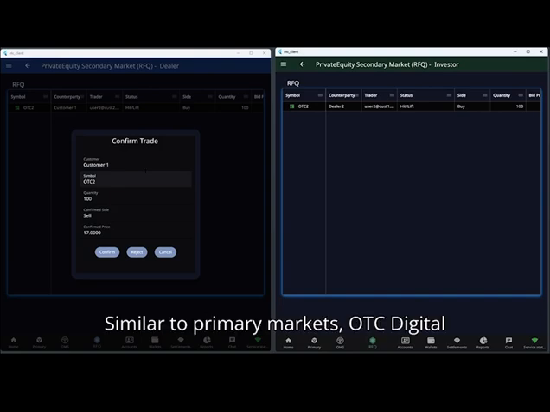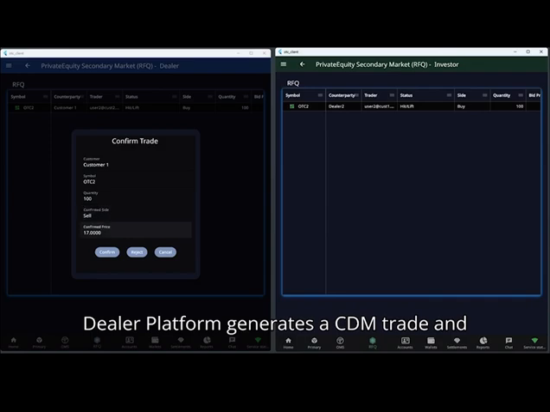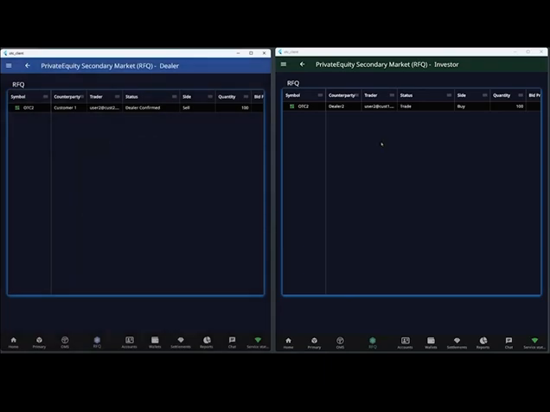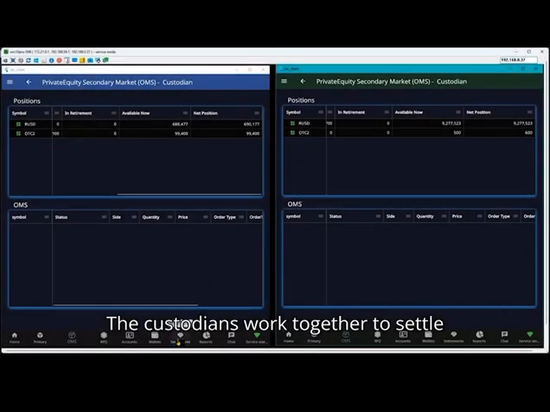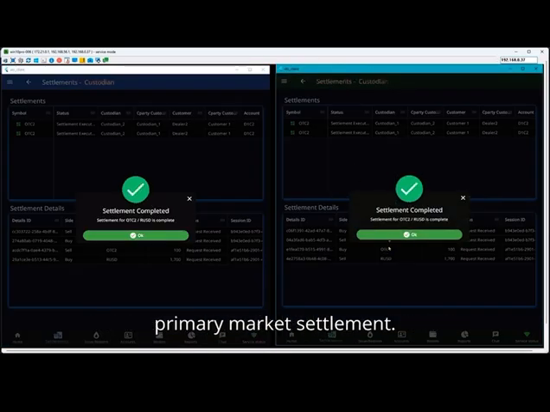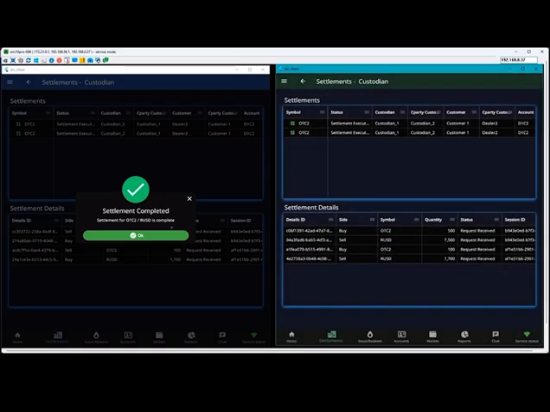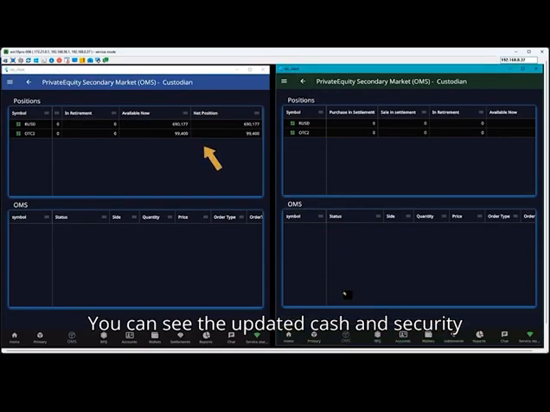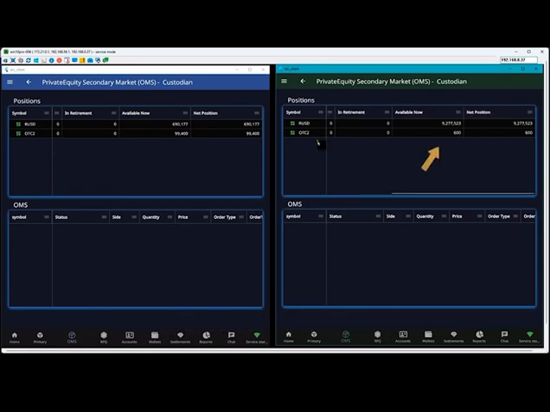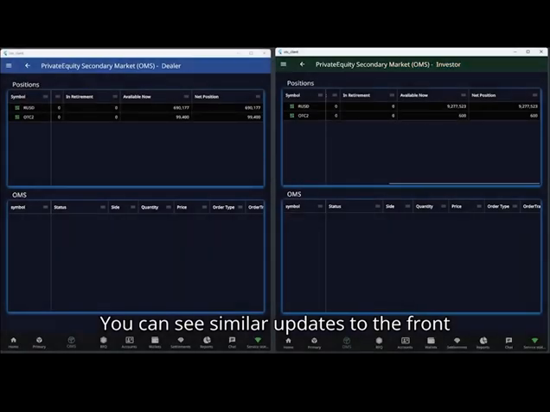Similar to primary markets, the OTC Digital dealer platform generates a CDM trade and distributes that to the investor and corresponding custodians. The custodians work together to settle the secondary market trade similar to the primary market settlement. You can see the updated cash and security positions for both custodians. You can see similar updates to the front office platforms.